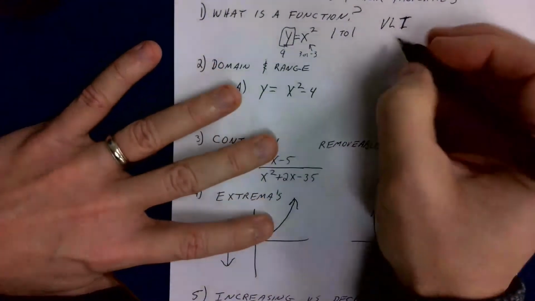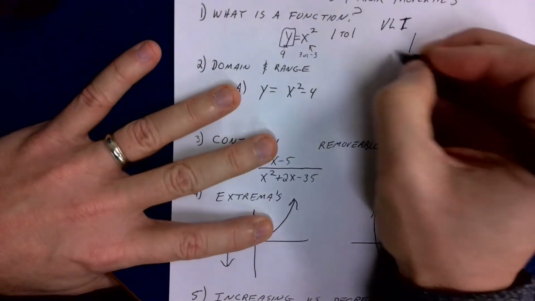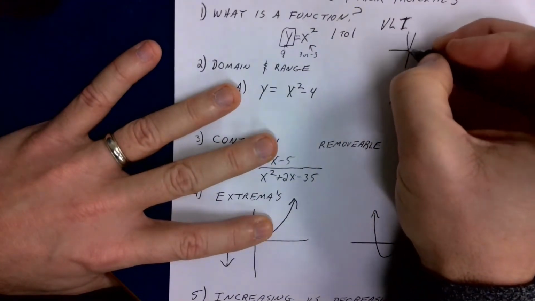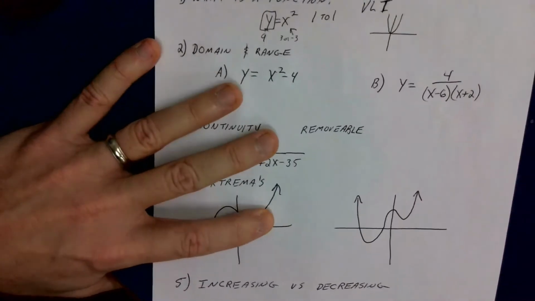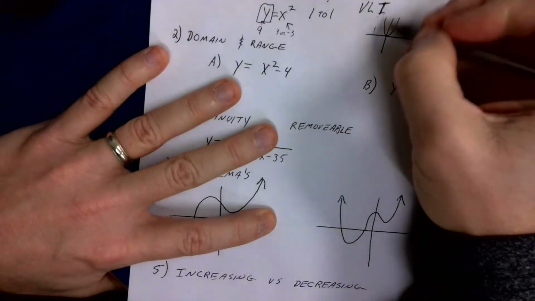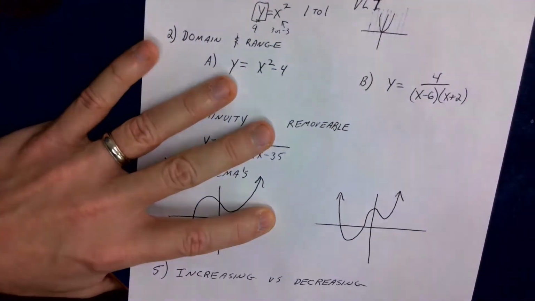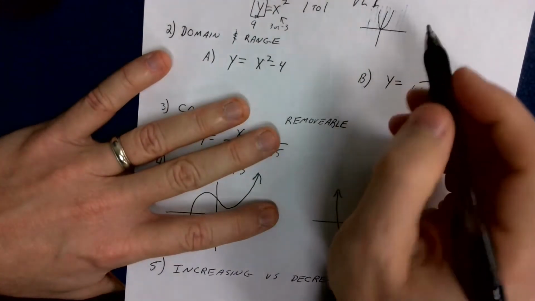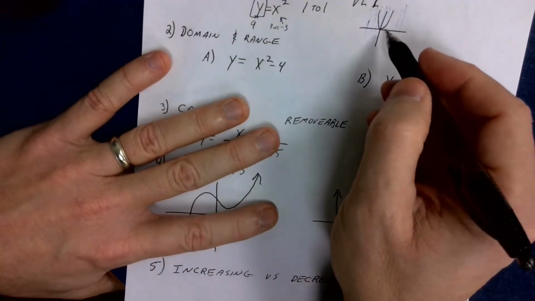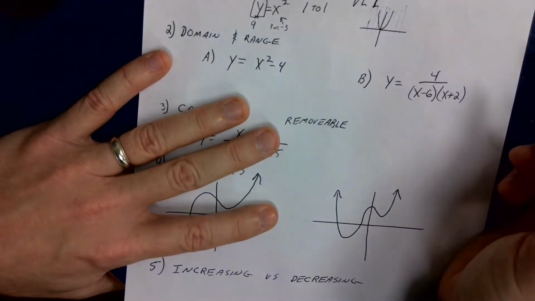Vertical line test. Where if I graph this, y equals x squared, that looks like this. That means anytime I take a vertical line, it's only going to touch at the most one part of the parabola. Okay?